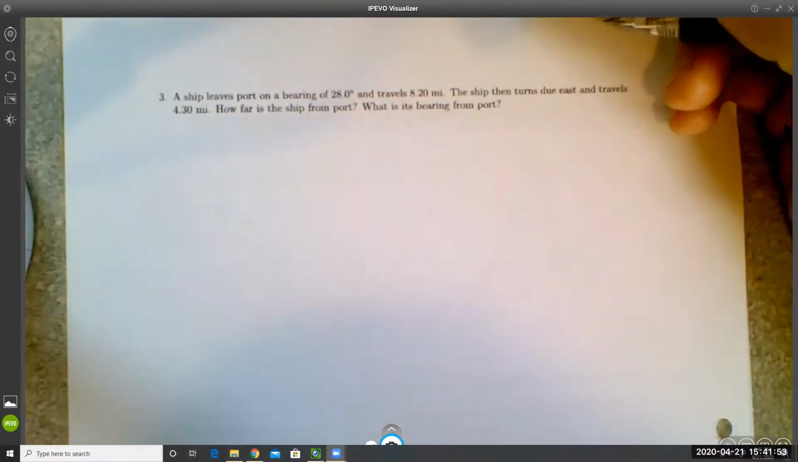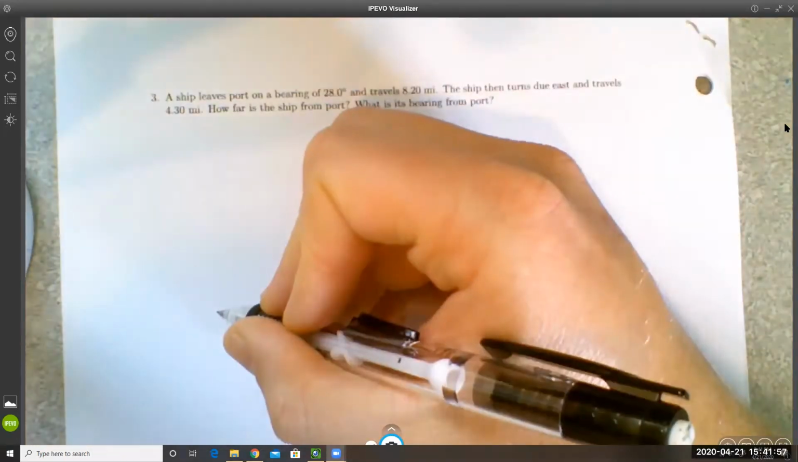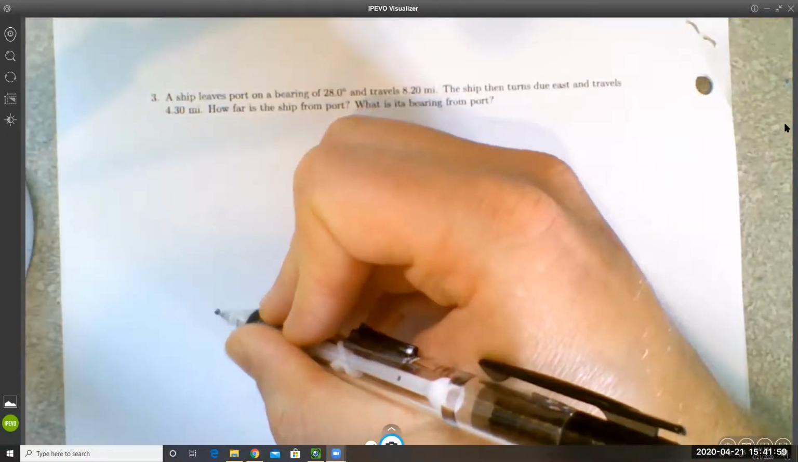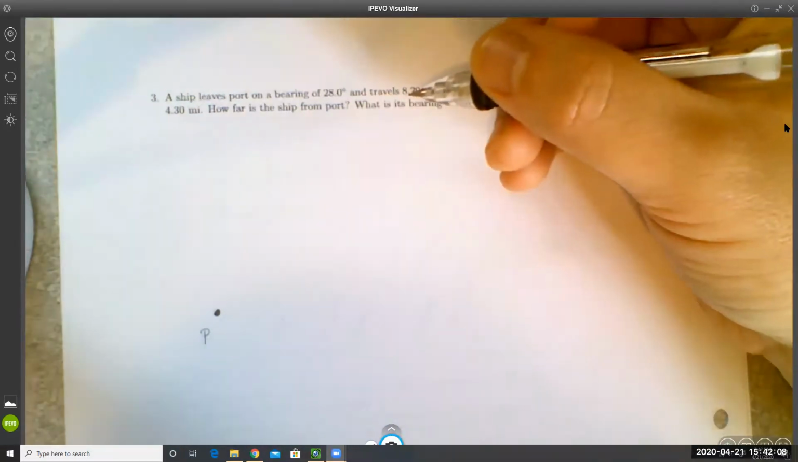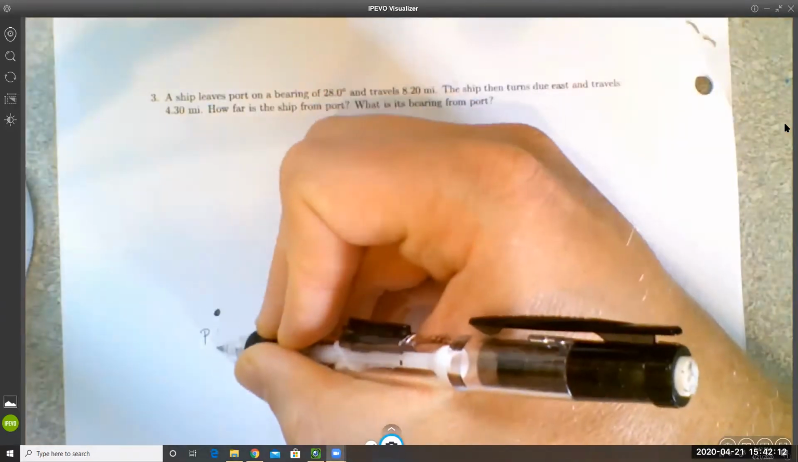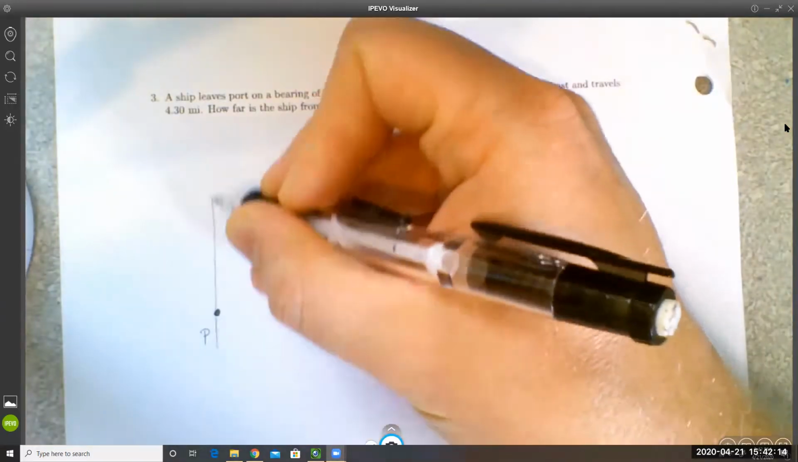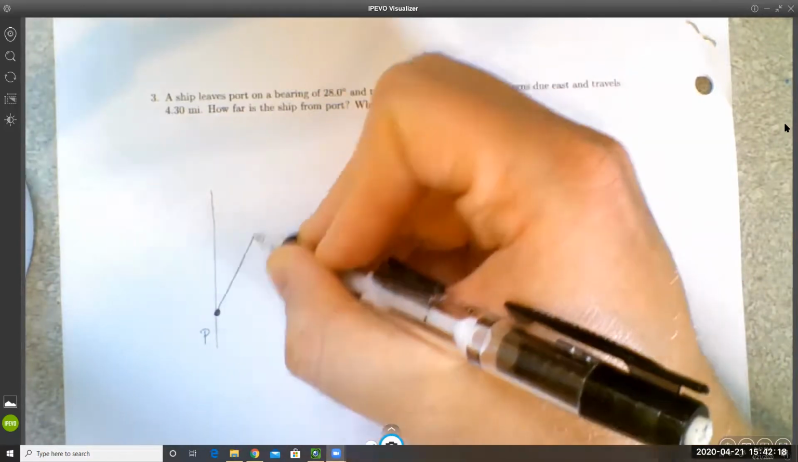Okay, so it leaves port. I'm going to say the port is down here. Maybe I'll call it P for port. And it leaves on a bearing of 28 degrees. So that's 28 degrees measured from the north, right? So 28 degrees from due north. So it's going off kind of in this sort of direction.